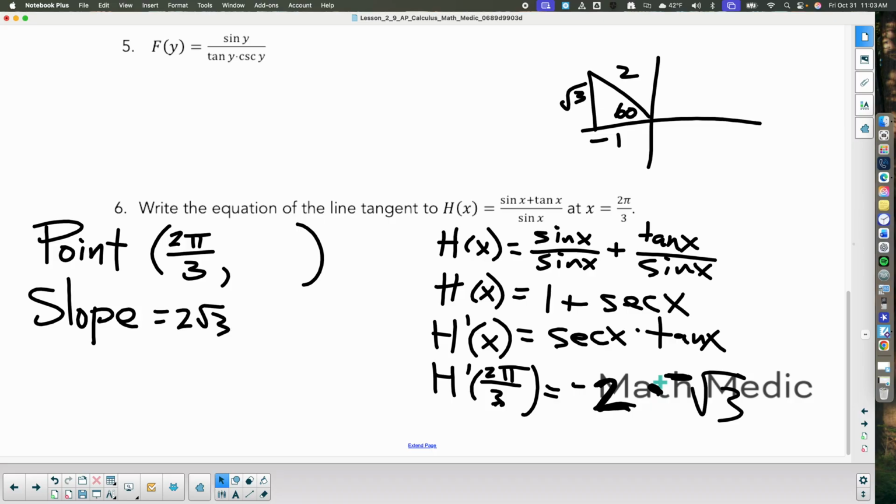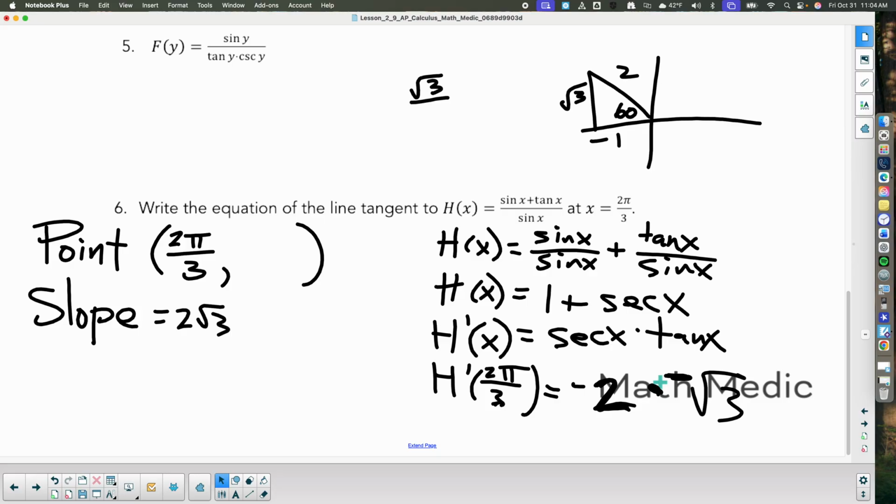Okay, nice job. Alyssa's going to tell us how to find the rest of the point. For the way we're just plugging x into the numerator. Perfect. You're going to plug that number into the original f of x, or h of x, I guess. So 2 pi thirds, sine of 2 pi thirds, square root of 3 over 2.